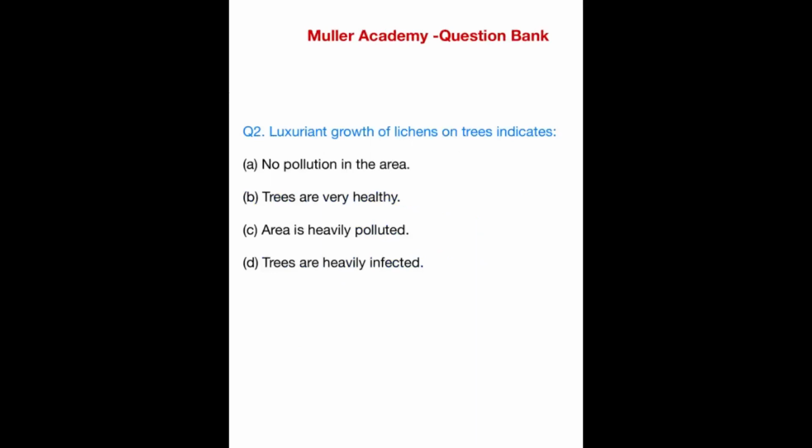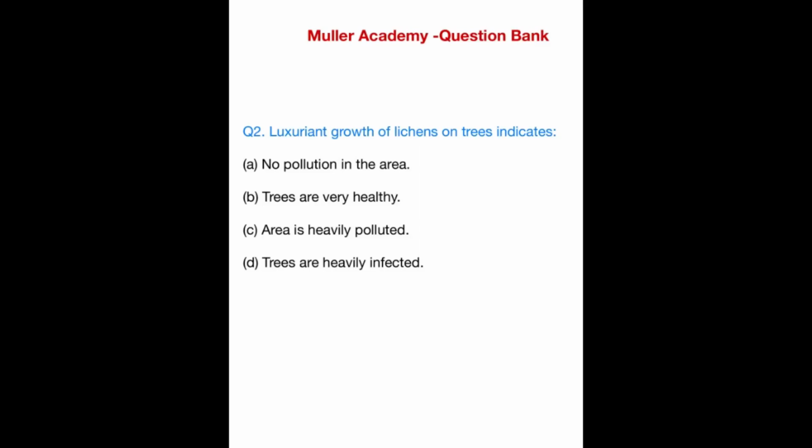Now coming to next question. Luxuriant growth of lichens on trees. This is the indication of what? No pollution in the area, or tree is very healthy, or area is heavily polluted, or the trees are heavily infected.